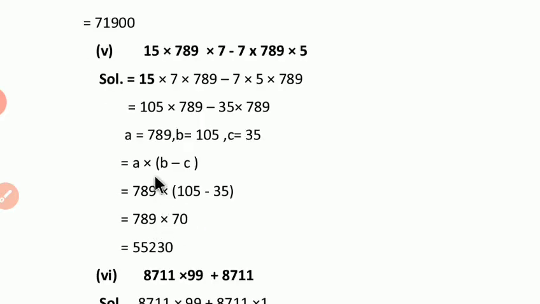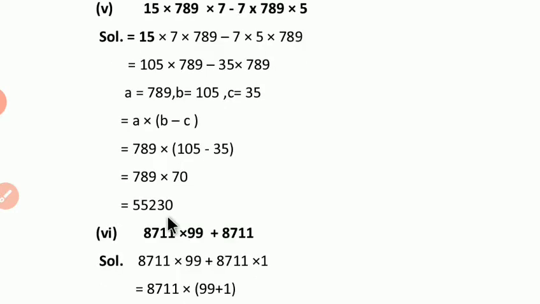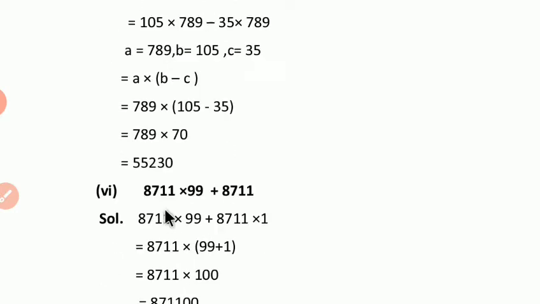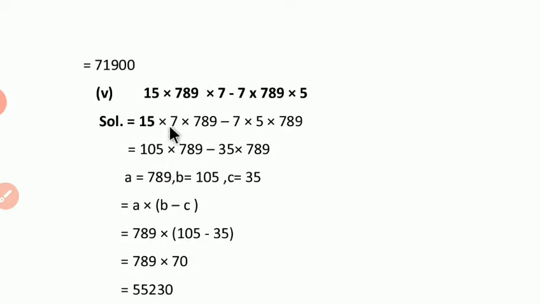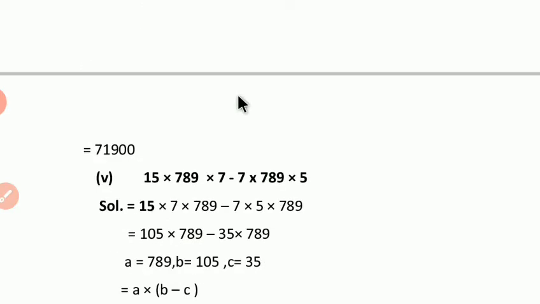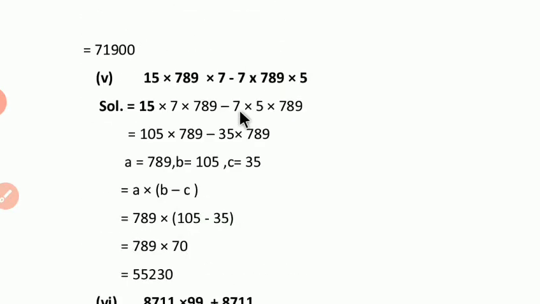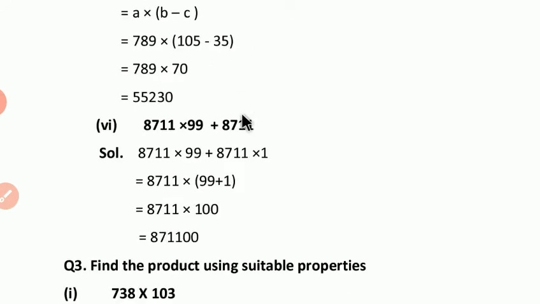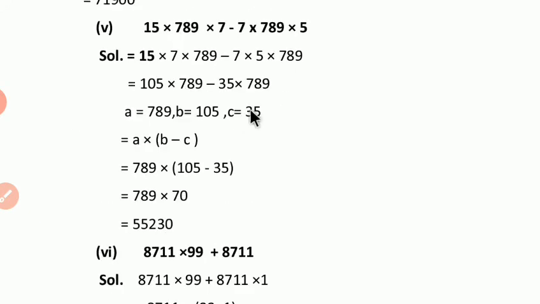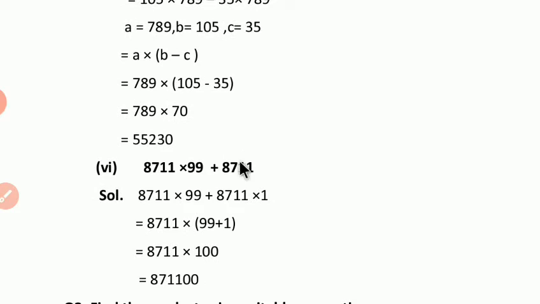Now we'll put the values into A into B minus C. So A is 789 into B, 105 minus 35. So 789 into 70, which is equal to 55,230. Here you can multiply it directly also and then subtract, but you have to use the properties here. That's why first we change it using the distributive law. You have to solve this question.